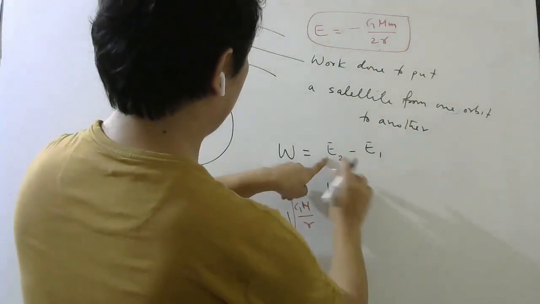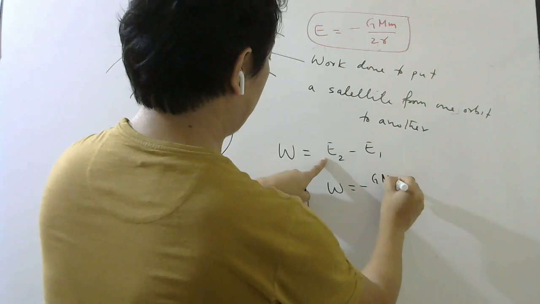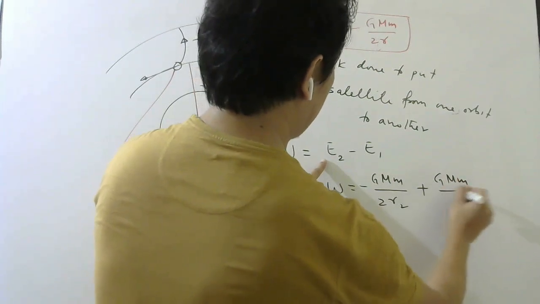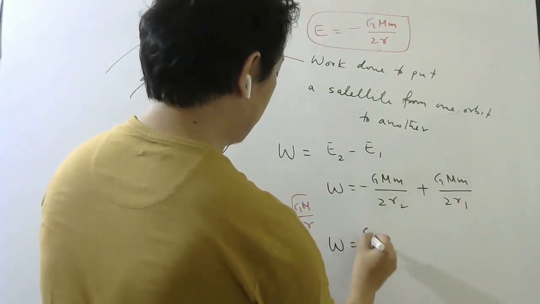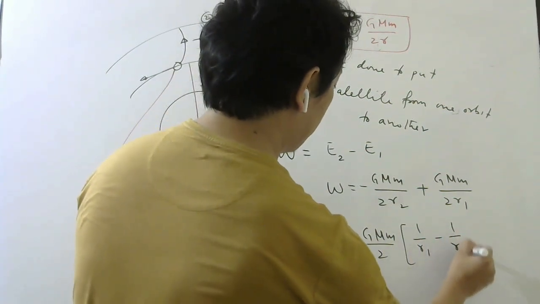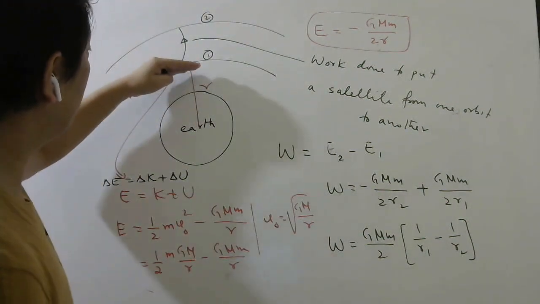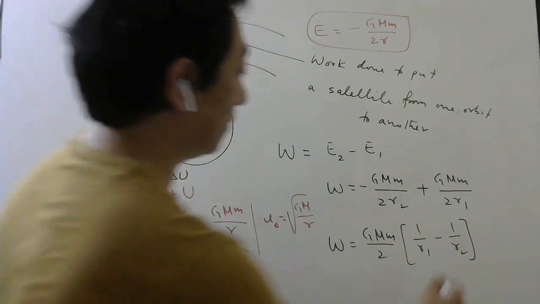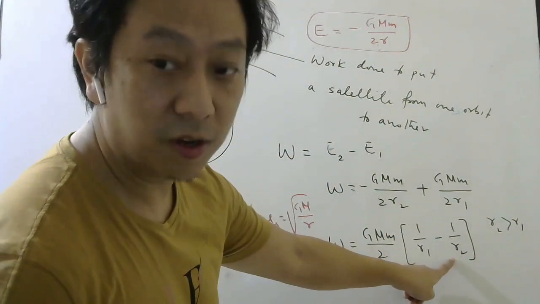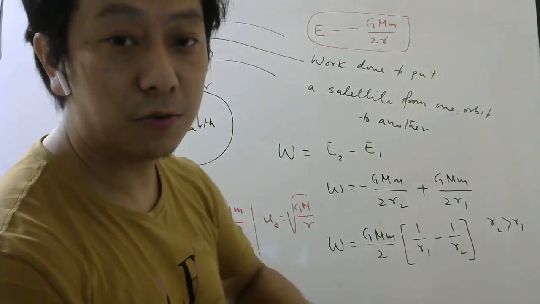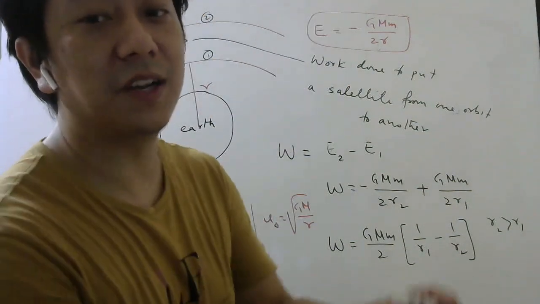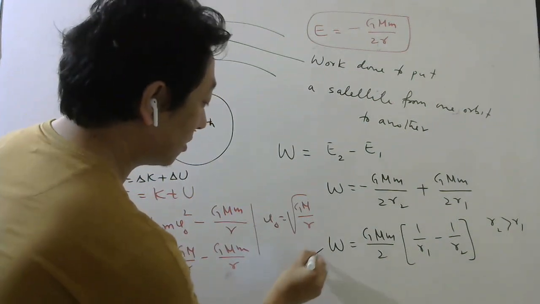So work done will be what? E2 will be minus GMm by 2R2, minus minus plus GMm by 2R1. So W will be GMm by 2, 1 by R1 minus 1 by R2. So if you want to take it to higher orbit, your R2 will be more. If R2 is more, 1 by R2 will be smaller, 1 by R1 will be larger, which means you need to do positive work. Obviously, if you want to move the body from lower orbit to higher orbit, you have to spend energy, right? So this is also energy required.